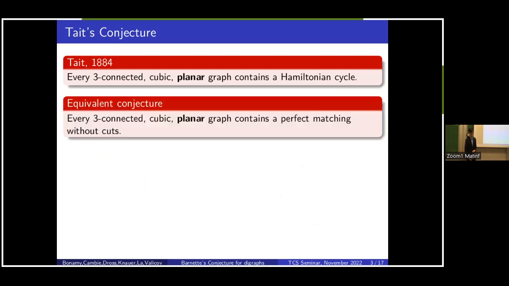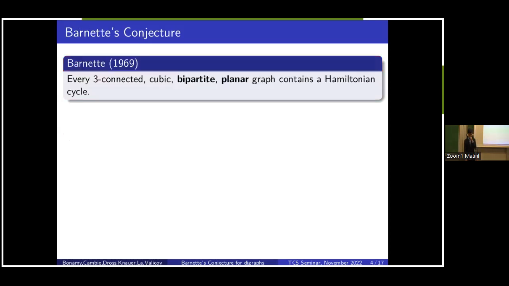Okay, and actually I'm interested in this language of perfect matching without cuts. And I will be talking about this a lot today. So we'll always be going back to this language of perfect matching without cuts. And we've already seen that containing a Hamiltonian cycle is the same as containing a perfect matching without cuts, right? You just take the complement. So this is an equivalent conjecture to Tait's conjecture. Now let's fast forward a bit in the timeline and go to almost a century later with Barnette's conjecture.